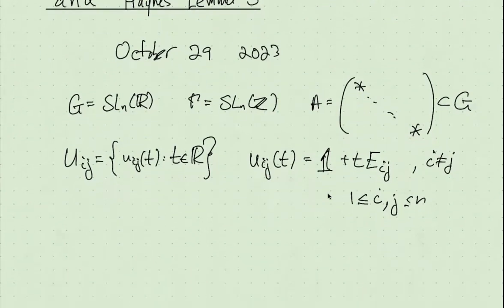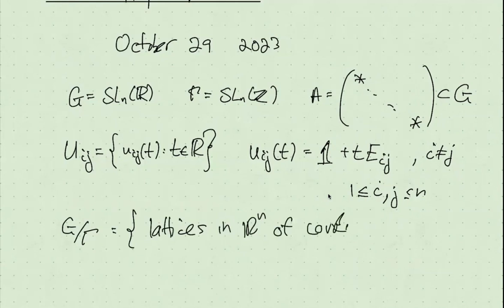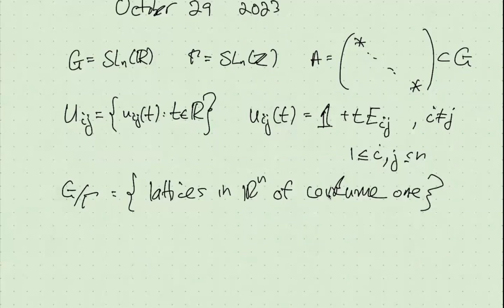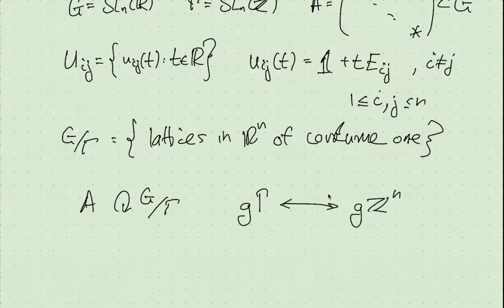quotient has a G-invariant measure of finite volume, and G mod Gamma, the quotient, is the space of lattices in R^n of covolume one. Any subgroup of G acts on the left, in particular the group A that I mentioned. The correspondence between cosets and lattices is that the lattice of the element g corresponds to the image of the standard lattice Z^n by the linear transformation g.